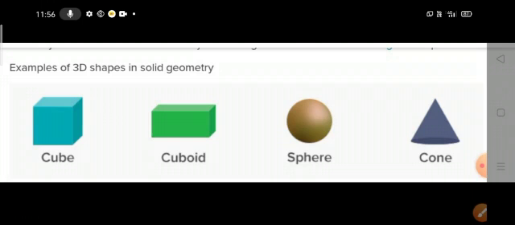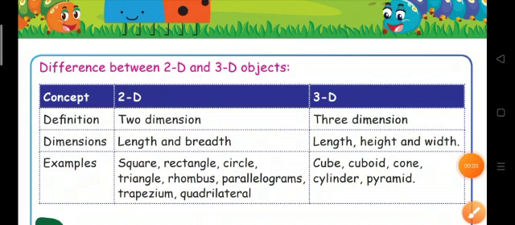Solid objects are also known as 3D objects, having the third dimension of height or depth. Examples of 3D shapes in solid geometry: cube, cuboid, sphere and cone. And now they have given the difference at the beginning of this lesson. Difference between 2D and 3D objects.